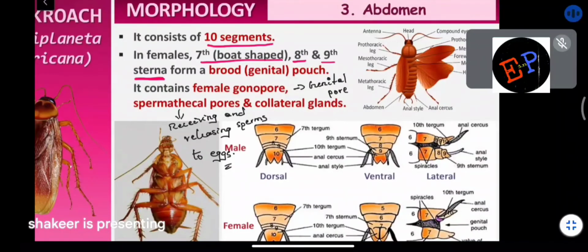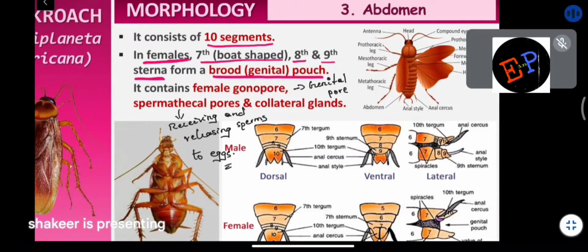Clear? So 7th segment, 8th segment and 9th segment, they form a brood pouch. They form a genital pouch. It means all the genital organs, the organs which are responsible for reproduction, and similarly the excretory organs, all these organs you will find in 7th, 8th and 9th segments. Are you able to understand? Now we are discussing about the females. Don't forget about this one. So in females, 7th, 8th and 9th segments form this covering which is called a genital covering, which you can also call a brood pouch or a genital pouch.